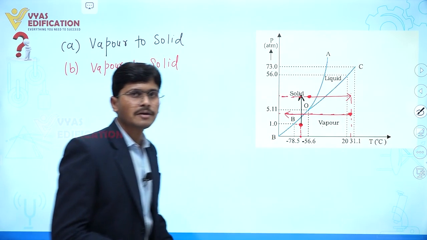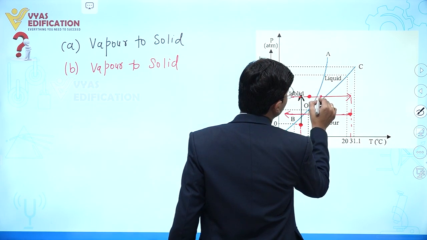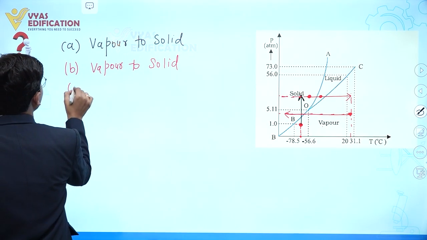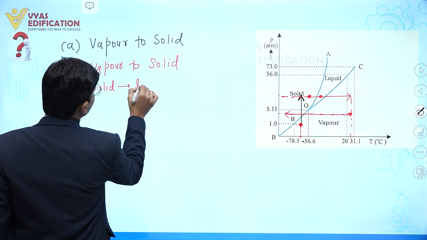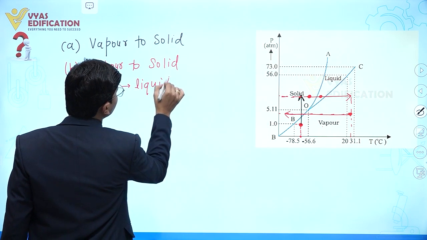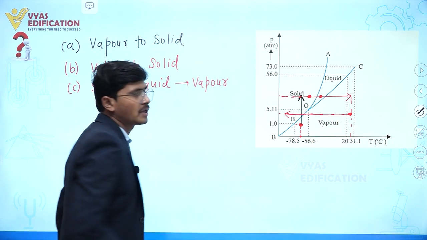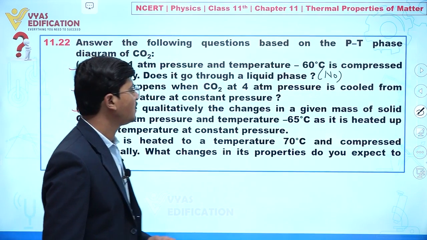At that time you can see initially CO2 is in a solid state, after that it goes into a liquid state, and after that it goes into a vapor phase, clear. So here you will find all the phases: solid to liquid, and then liquid to vapor. Clear to everyone? Yes.